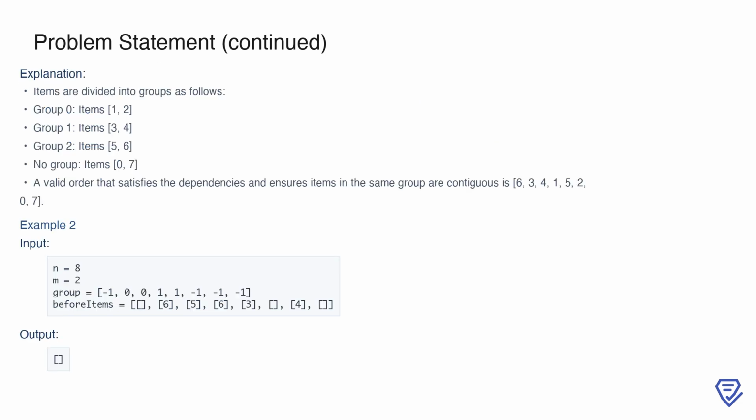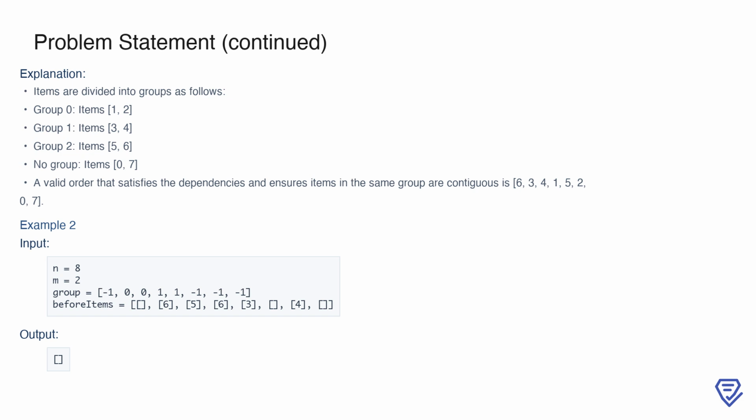Breaking down the first example, we see that items are divided into groups as follows. Group 0 includes items 1 and 2, Group 1 includes items 3 and 4, Group 2 includes items 5 and 6, and items 0 and 7 do not belong to any group. A valid order like 6, 3, 4, 1, 5, 2, 0, 7 ensures that dependencies such as item 6 being completed before items 3 and 4 are respected, while keeping items within the same group contiguous.